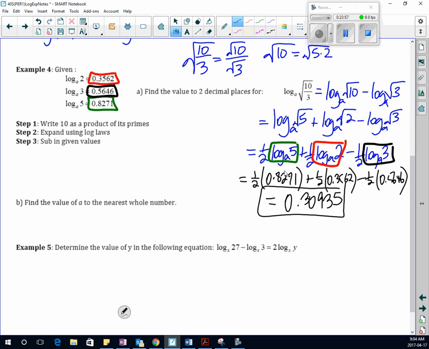Anyways, so the B question says find the value of A to the nearest whole number. So does anybody think they know what A could be? A is the base of the log, by the way. So what could it be? How would I figure that out? I do have a calculator.